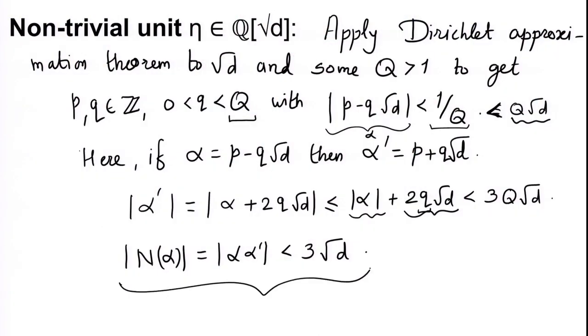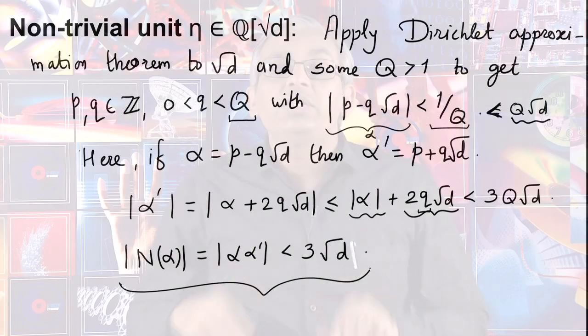But we know that root d is an irrational number. So, there are infinitely many p by q which are going to give us good approximations to root d, and so there are infinitely many norms, but the norm is an integer and its modulus is bounded by 3 root d. So, there are only finitely many possibilities for the norm, which means that there will have to be one value of norm for which you will have infinitely many p by q, such that the corresponding p minus q root d gives you that particular norm.